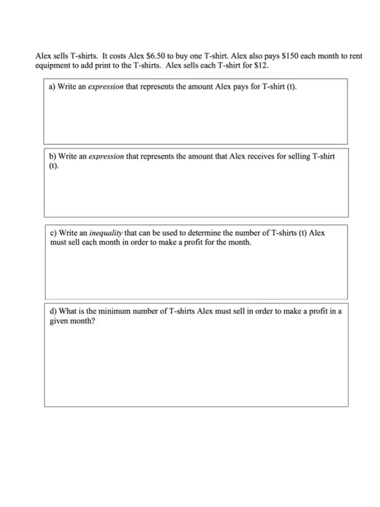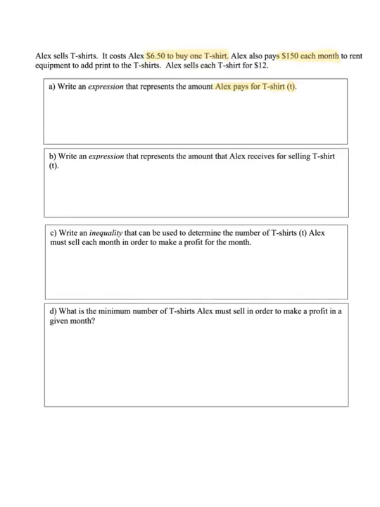The first part asks us to write an expression that represents the amount Alex pays for t-shirts, and they've already given us a variable for the number of t-shirts, which is t. So since in part A they're looking for how much Alex is paying for these t-shirts, we're going to look for any information about what he's paying. So we can see from above that Alex is paying $6.50 to buy one t-shirt. He's also paying $150 each month for his equipment to add the print to the t-shirts.